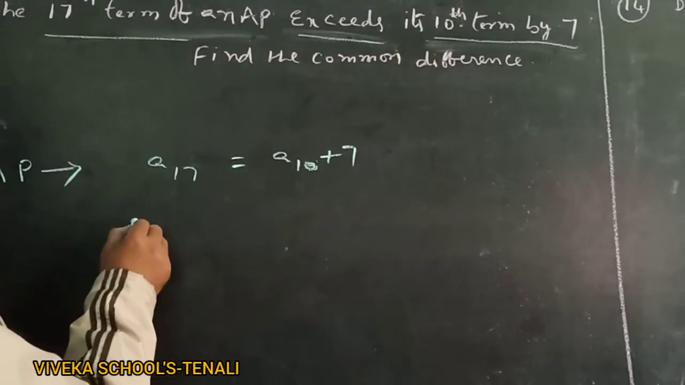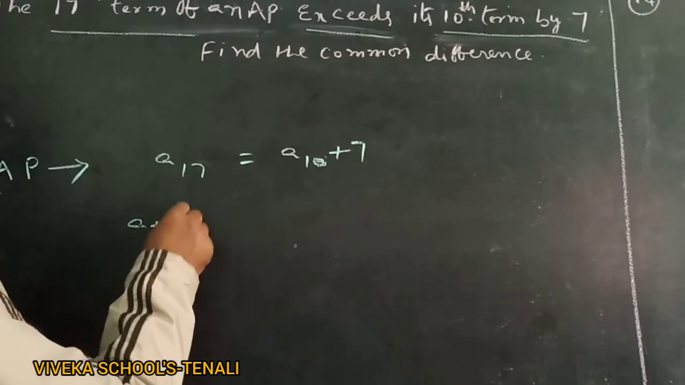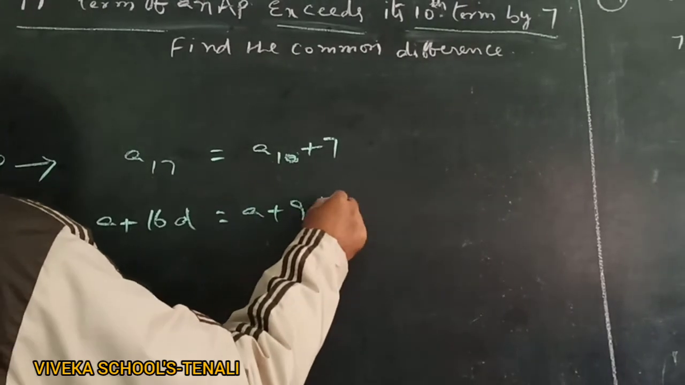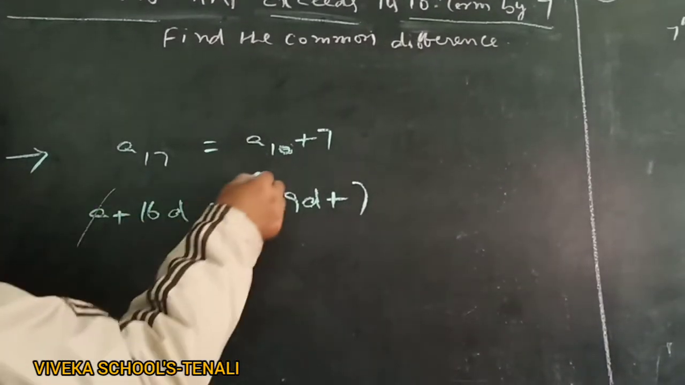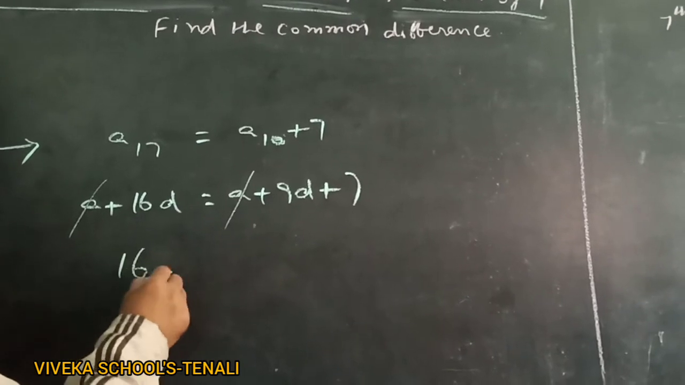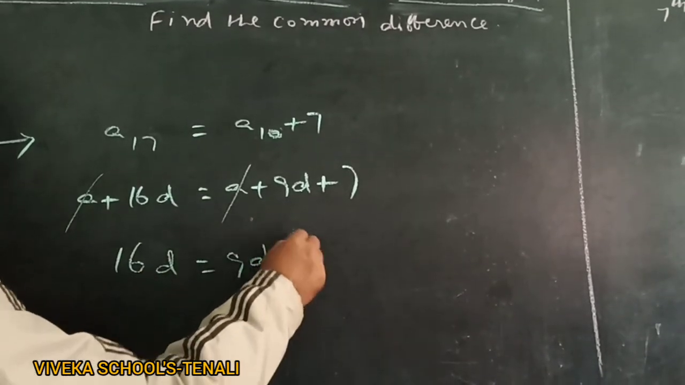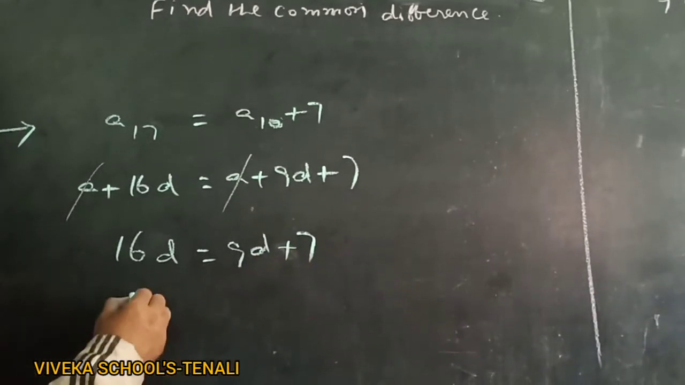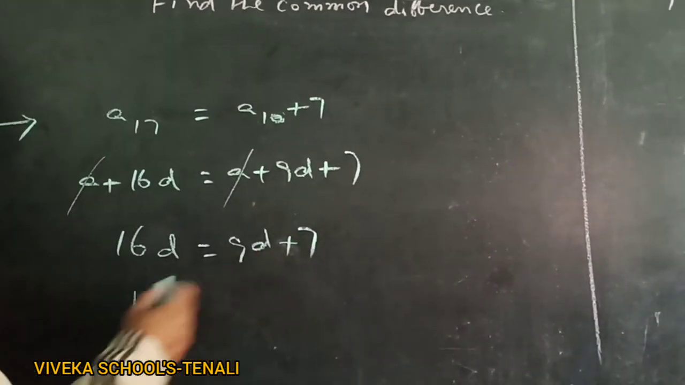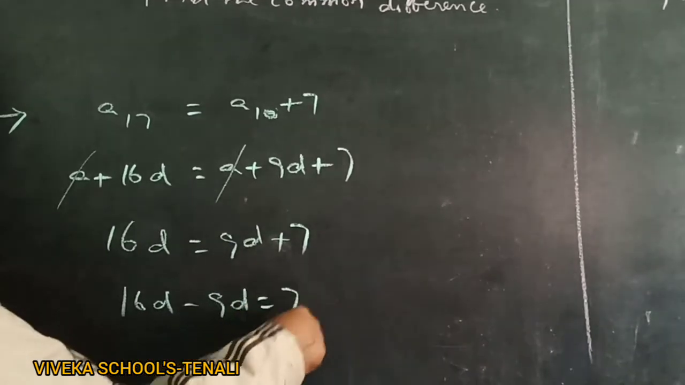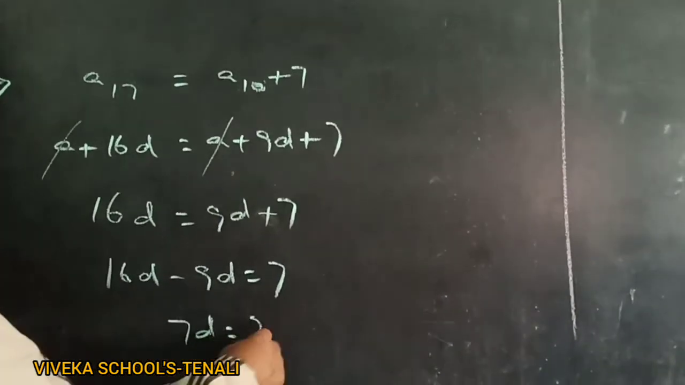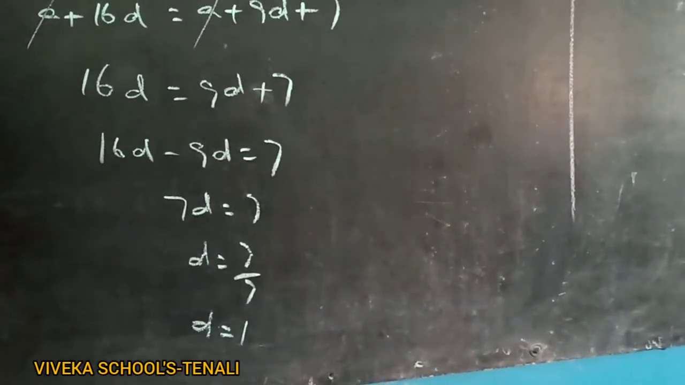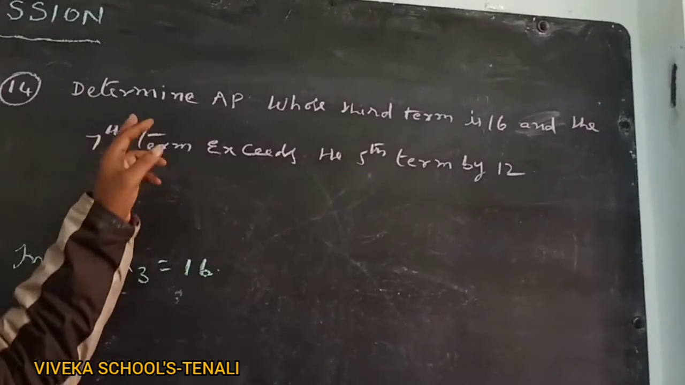So A17 equals A plus 16D, which is equal to the 10th term, A plus 9D, plus 7. Both sides A cancel. So 16D is equal to 9D plus 7. Change 9D to this side: 16D minus 9D is equal to 7. So 7D is equal to 7. D is equal to 7 by 7. D is equal to 1. That means the common difference is equal to 1.